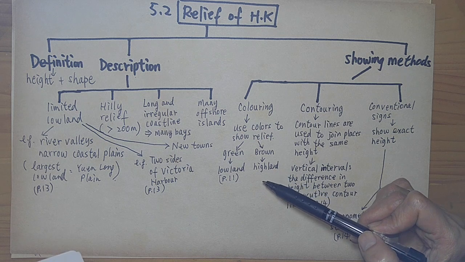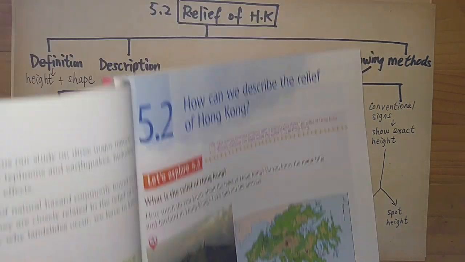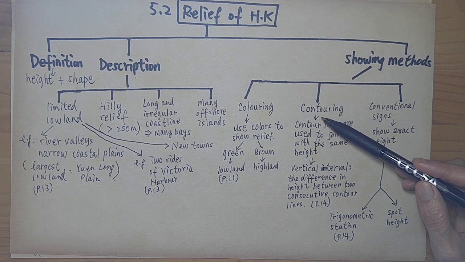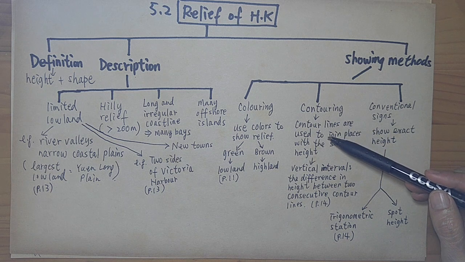Okay, so actually you can just find page 11 on your textbook. So you can look at this. Now this is the map here. You can see that the brown color refers to the highland, and then the green color refers to the lowland. So you use different color to show the relief of Hong Kong, and this is called coloring. Now the second method we want to show the relief is using contouring. So we can use contour lines.